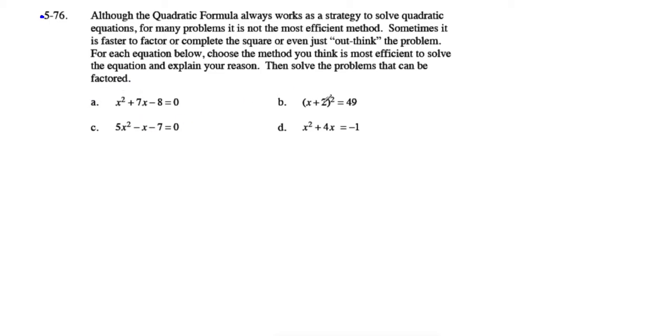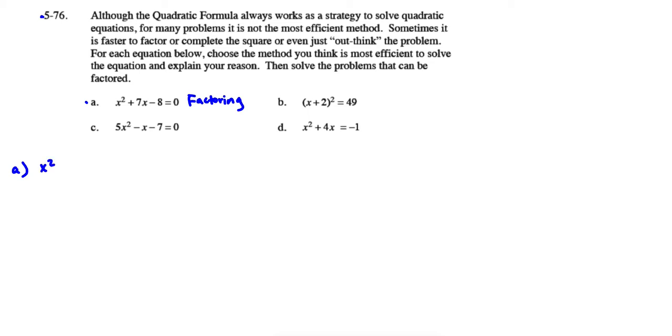So first of all, you're not solving all of these unless you think that factoring is the most efficient way. As we look at A here, we have x squared plus 7x minus 8 equals 0. As I look at this, I can't think of another way that really jumps out as being more efficient than factoring. I think letter A we could solve by factoring, because let's just go ahead and do it, it's not that difficult.